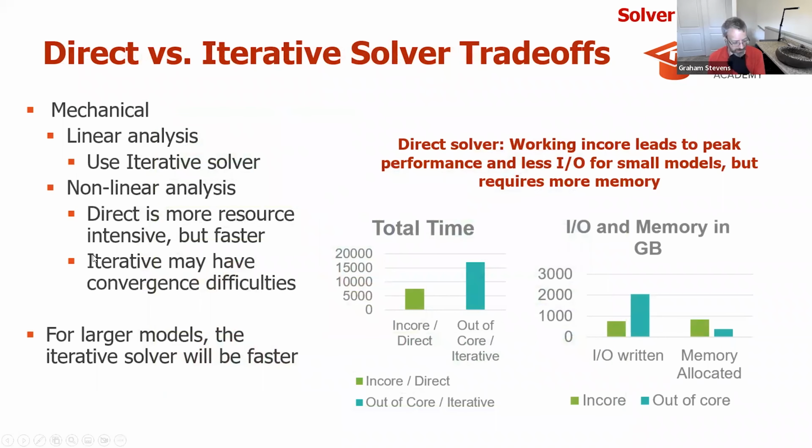And then there are something called a direct solver in both mechanical and electronics, ADT, and an iterative solver. And typically the direct solver works in core. It leads to better performance because it's using basically more memory, and because it uses more memory, it uses less input output to the hard disk, and that saves a fair bit of time. So depending on the complexity of the model, the size of the model, the direct solver can be much faster. For larger models, it tends to be the iterative solver tends to work better in terms of speed.